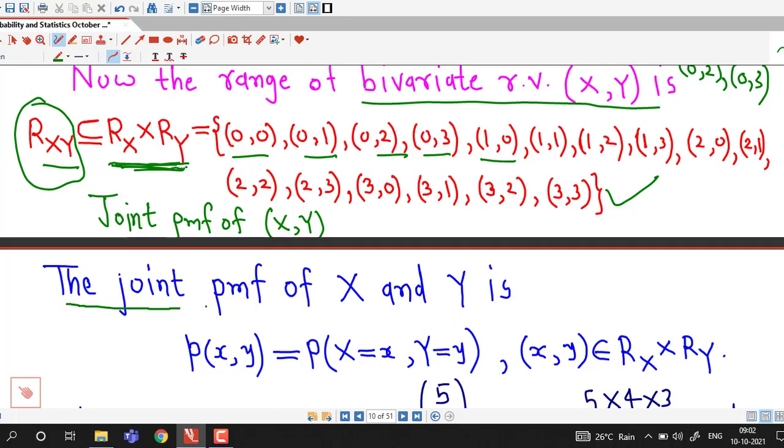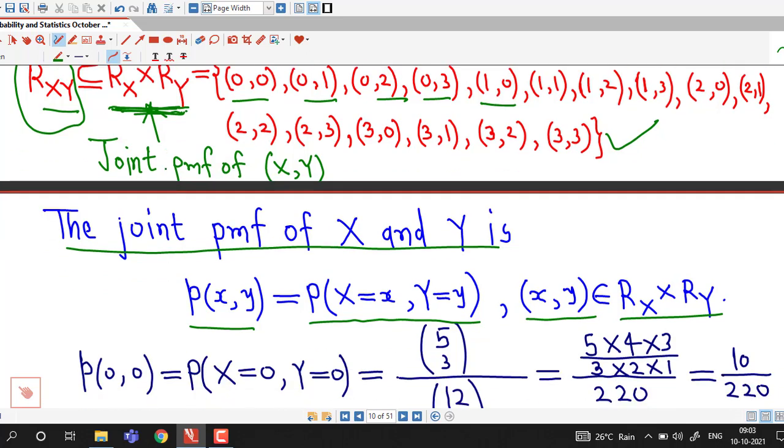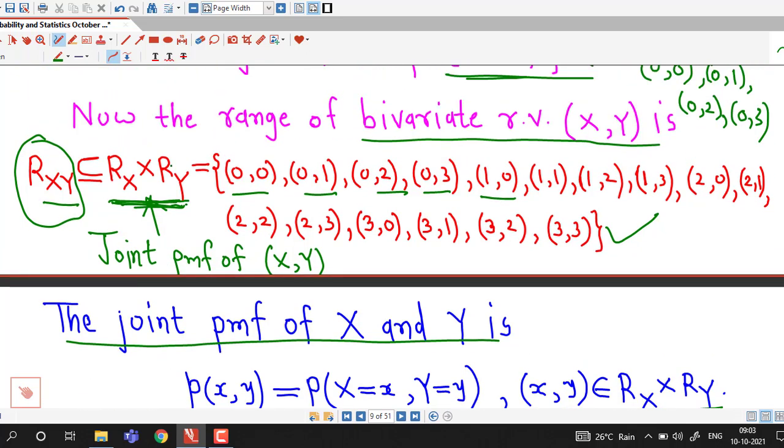So we know that the joint probability mass function of two discrete random variables X and Y is given by P_XY(x, y) equal to the probability of the event capital X equal to small x and capital Y equal to small y, where this ordered pair (x, y) is in the Cartesian product of R_X and R_Y. Now the first pair is (0, 0). This means we have to find the probability of X equal to 0 and Y equal to 0. X denotes the number of red balls, Y denotes the number of white balls.